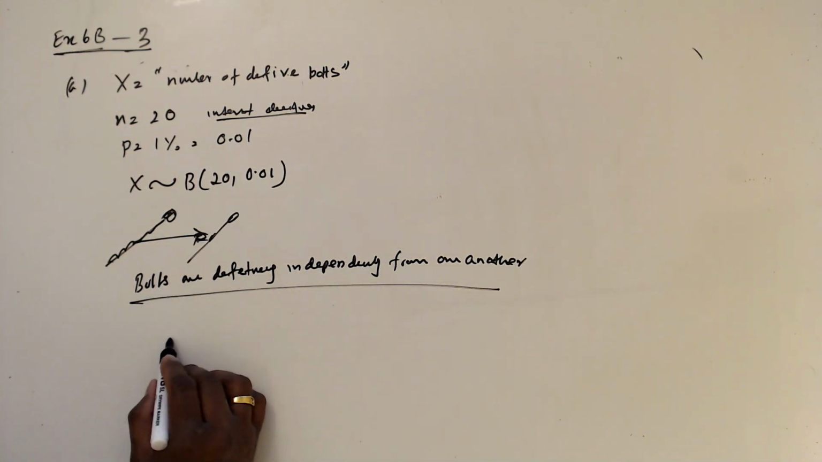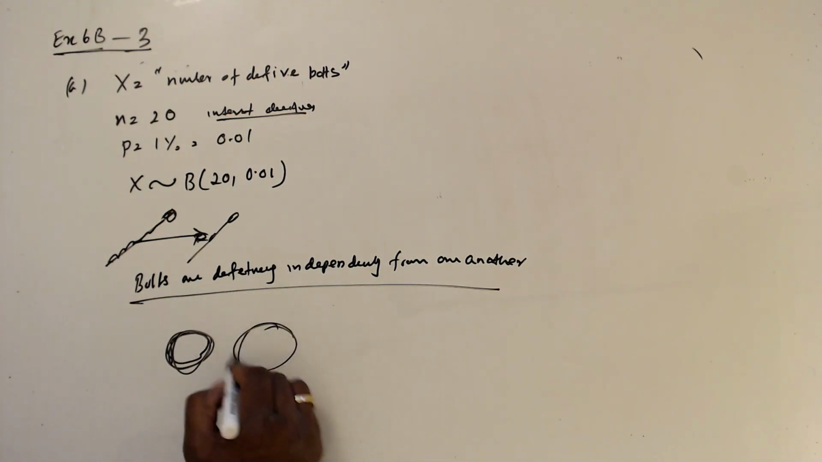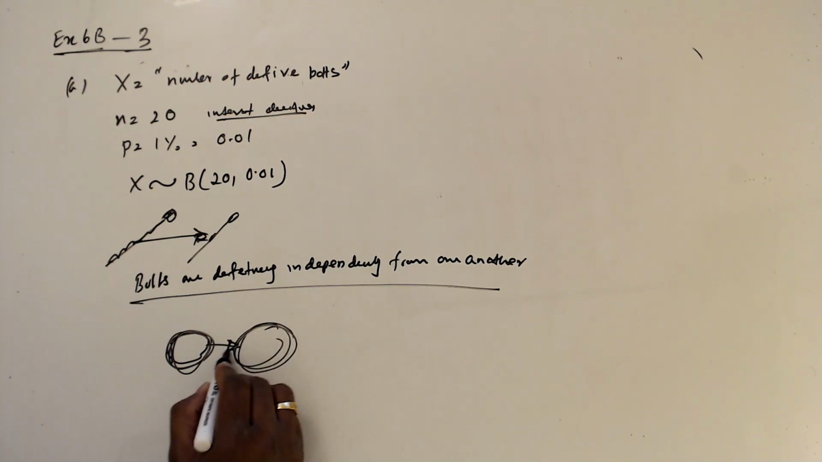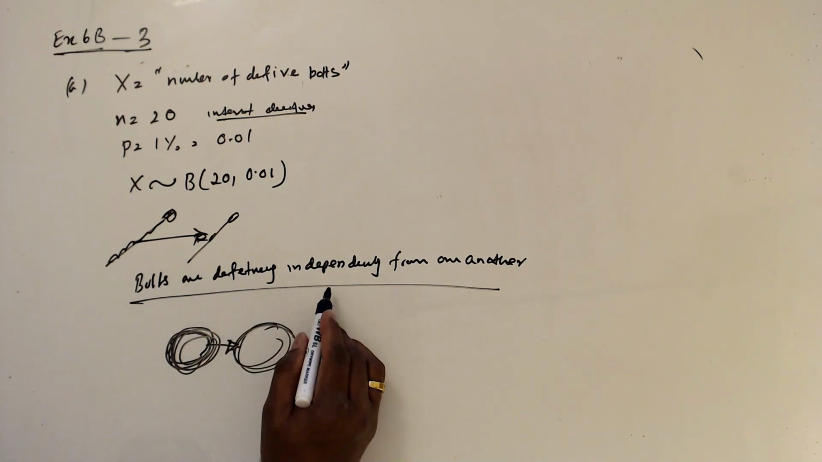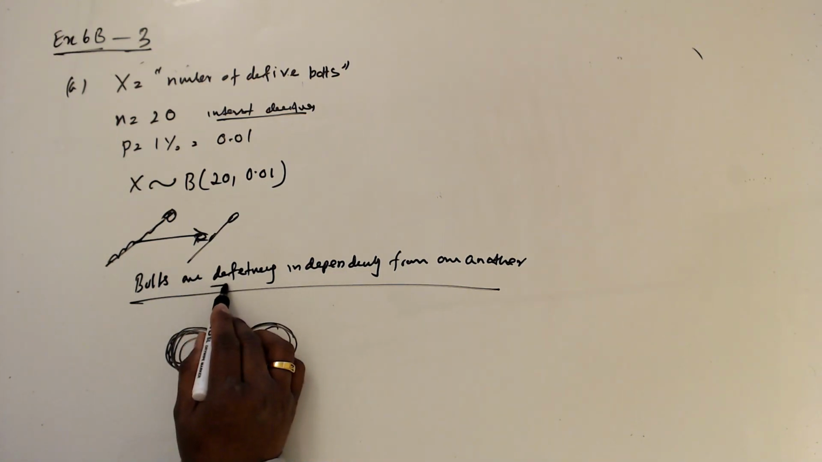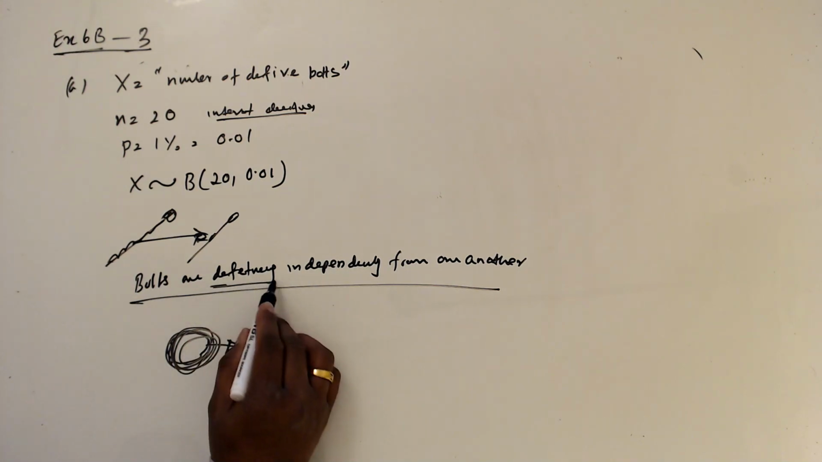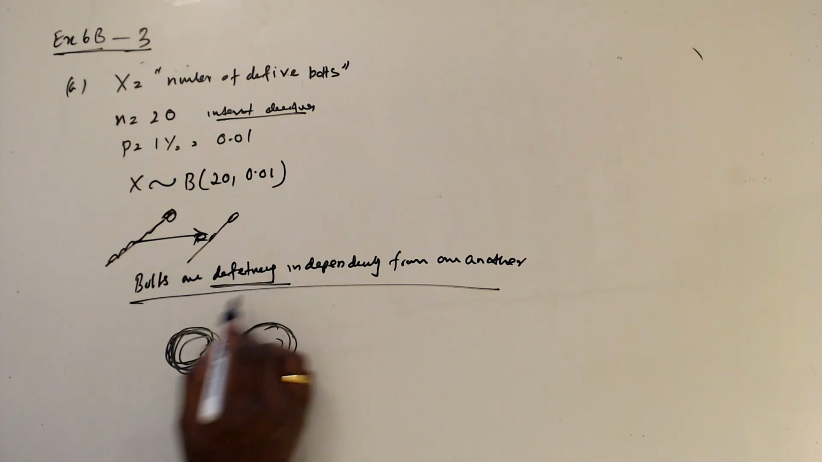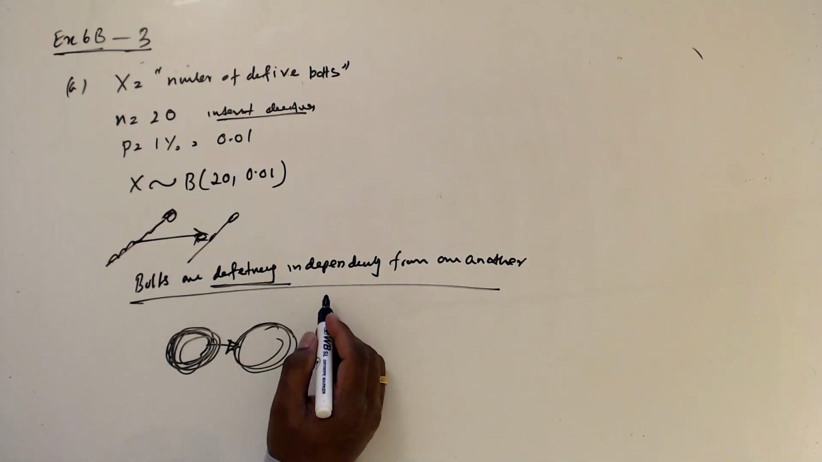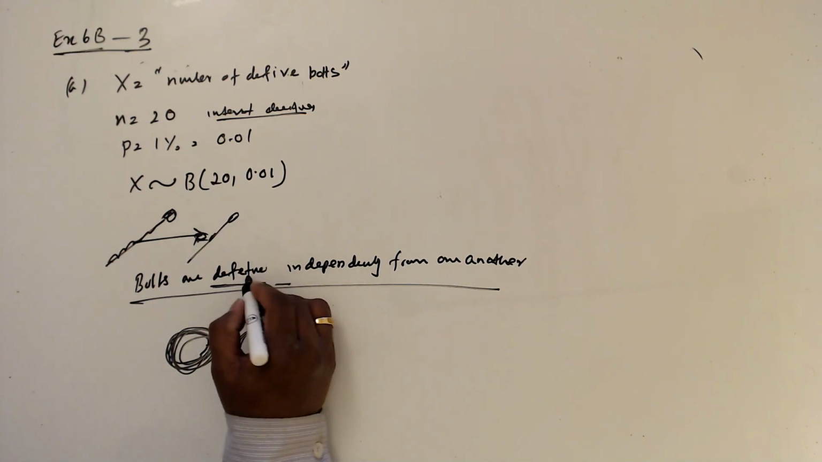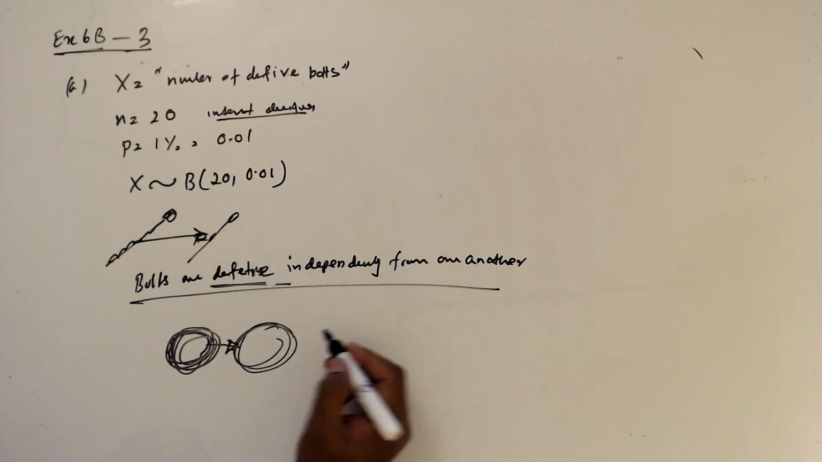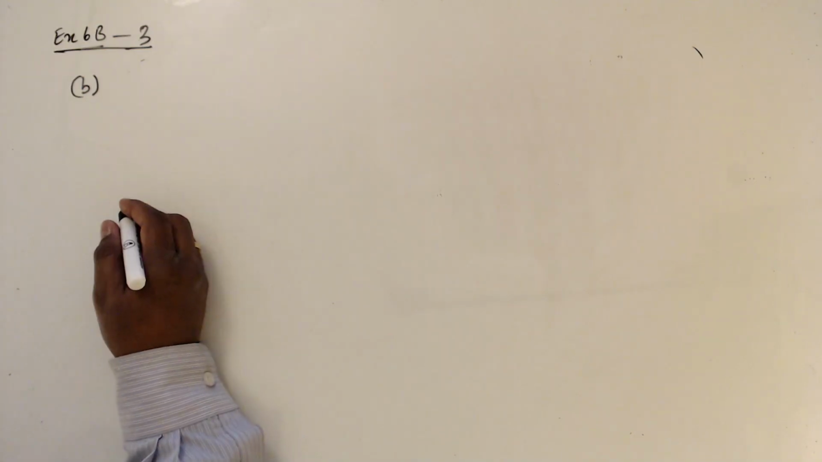When you toss a coin, the first toss is totally independent from the second toss. The first doesn't influence the second. So the defectiveness is totally independent from one another. Balls are defective independently from one another. Part B.